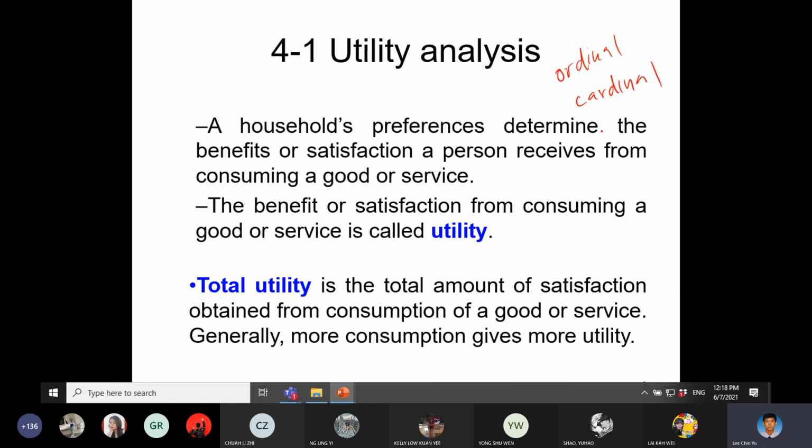So from here, utility. Normally in economics, the satisfaction or benefit that we get from consuming a good or service we call utility. So from here, we assign the figure. If we assign the figure, then we can calculate the total. We have total utility, which is the total amount of satisfaction obtained from consumption of a good or service. Generally, more consumption gives more utility. This is normal. You consume more, you get more utility.